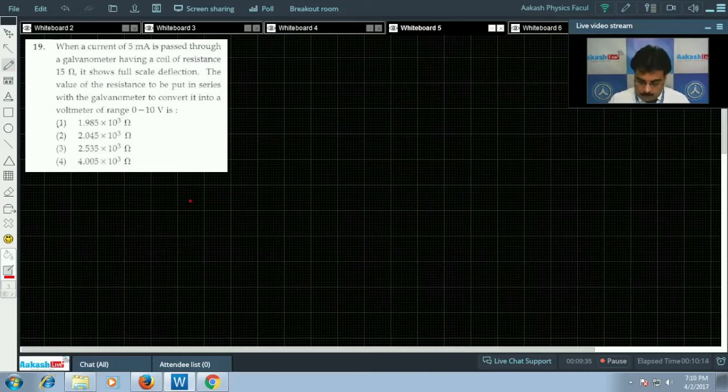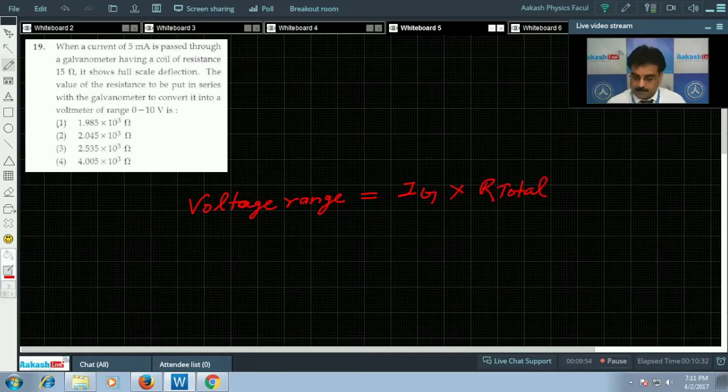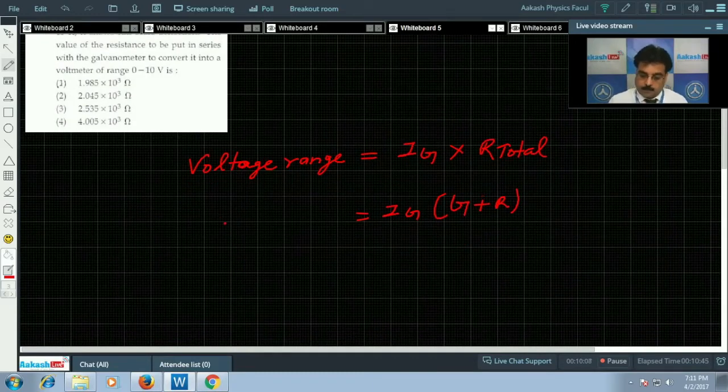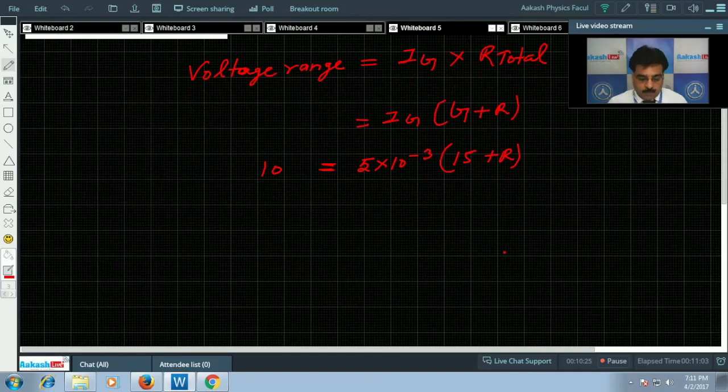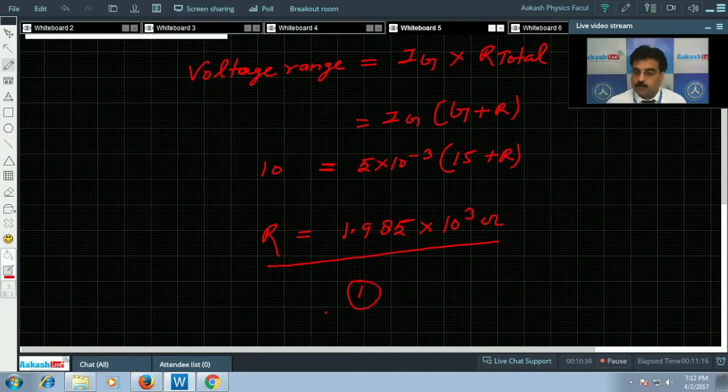So we know the voltage range is given by the current in the galvanometer, I G, into the total resistance. If I denote the resistance of the galvanometer by G and the external resistance is R, according to the problem the range of the voltmeter is 10, so we can write here 10 equals the current in the galvanometer, that is 5 into 10 to the power minus 3, and the value of G is 15 plus R. So this is your final equation. On solving you will get the resistance is 1.985 into 10 to the power 3 ohm. That's why your option number 1 will be correct.